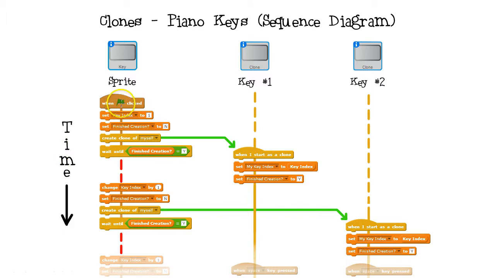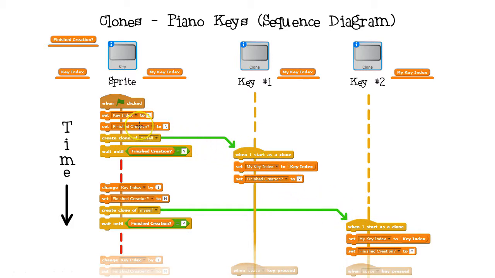When the green flag is clicked, the sprite will create each of the key clones. The keys will be visible on the stage. The sprite will not be visible on the stage. How will the sprite tell each of the clones what its key value is? The sprite and the clones use finished creation to indicate when the sprite has finished creation. Before the sprite creates the clone, it sets finished creation to an N for no. When the clone is finished creating, the last block sets finished creation to a Y. The sprite will be blocked waiting for the finished creation to become a Y.